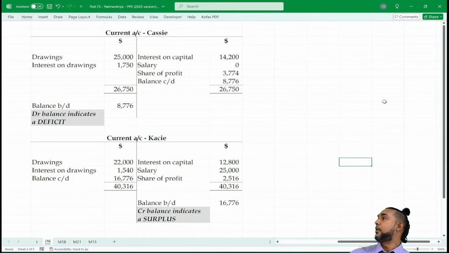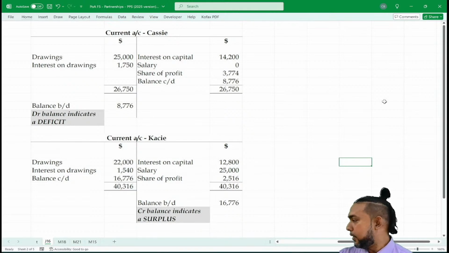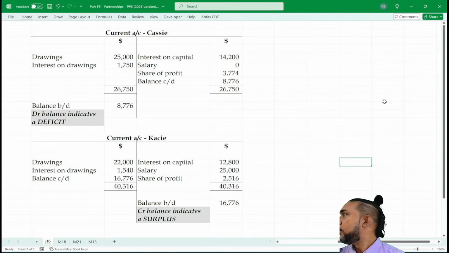Okay, in class, people, are we okay with the current accounts as they are presented on the screen? Any questions? Yeah. No questions? All right. All right, Google Meet. The drill. All right, cool.